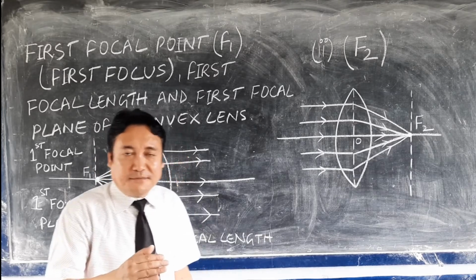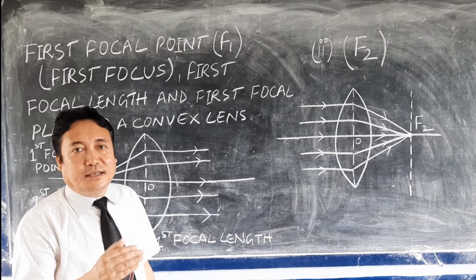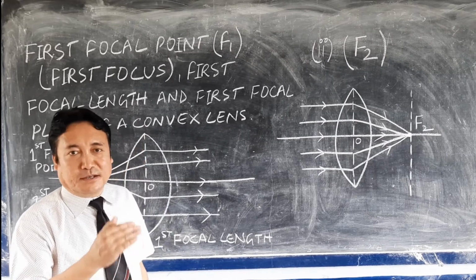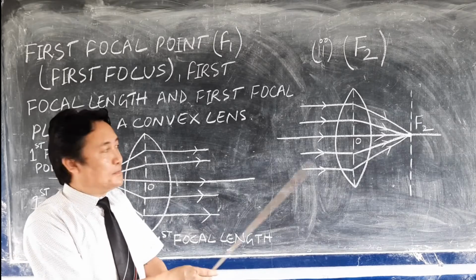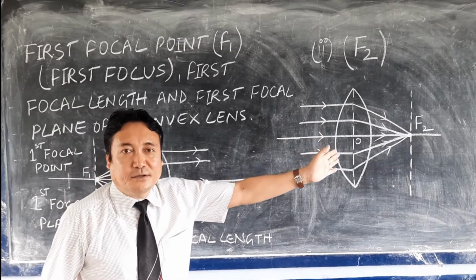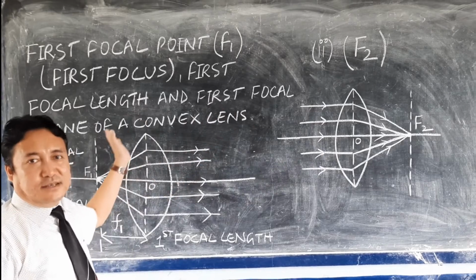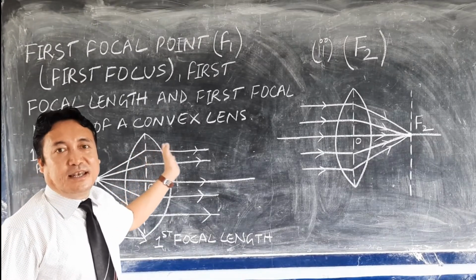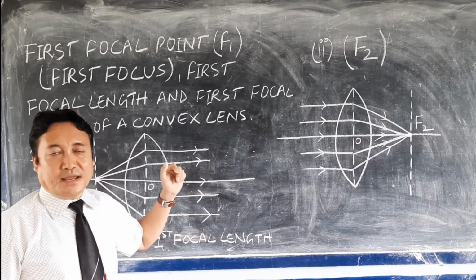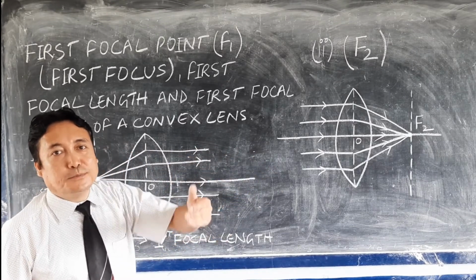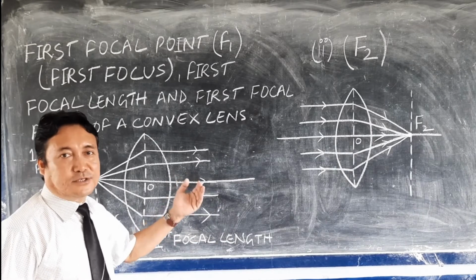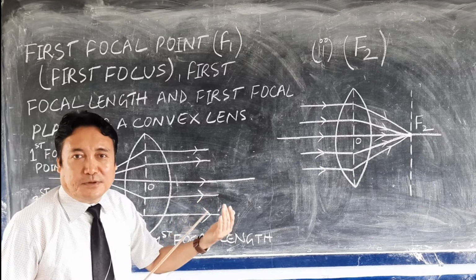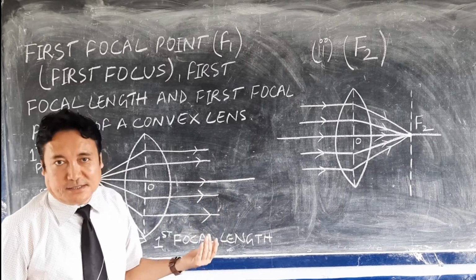I have told you that in case of a principal focus, there are two principal focus, one on either side. That means the principal focus can be on the right hand side as well as on the left hand side. Since the lens is a transparent medium, light can pass from left to right or from right to left. Therefore, the principal focus can be on both sides.